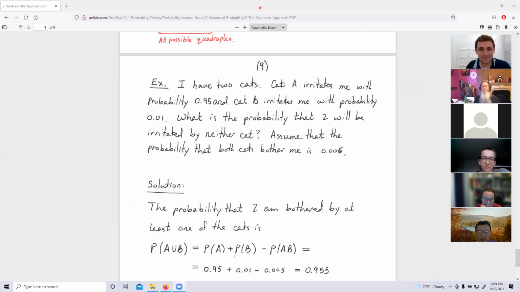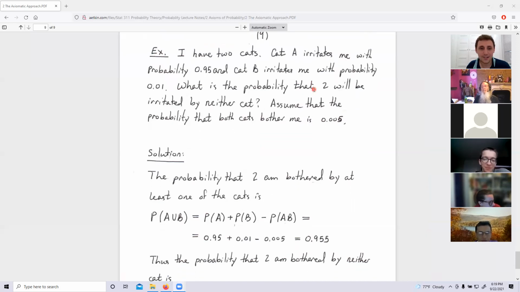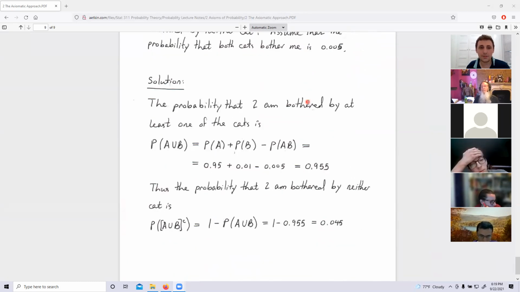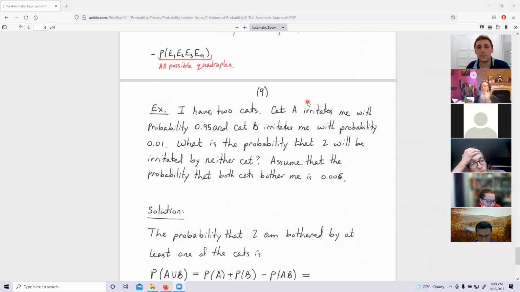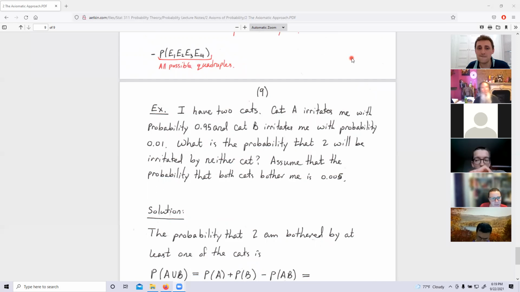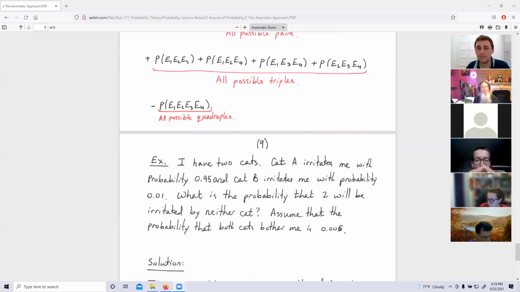back to this thing. Back to this thing, guys. So what's the probability that I will not be annoyed? That I will not be annoyed by any of the cats. Right? So calculate it quickly.